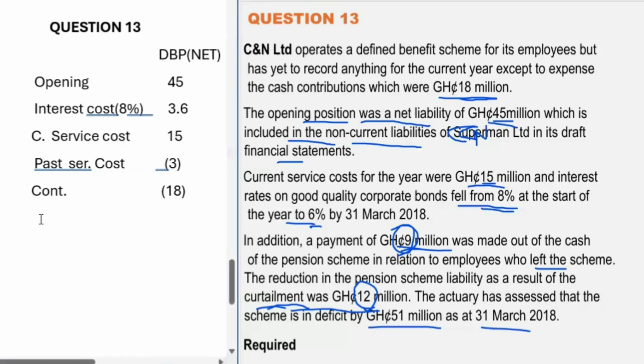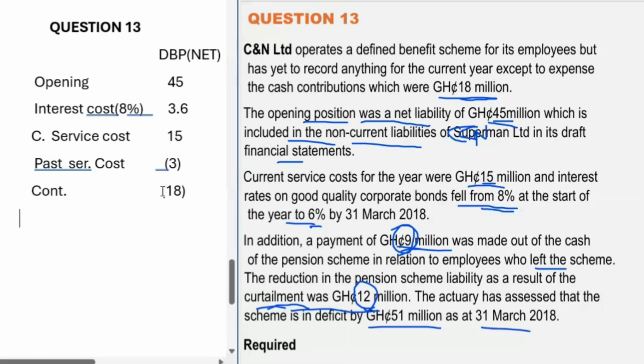Okay. Then we have, so I think we factored in everything. We brought the opening 45. We computed the interest on it. Service cost 15. Then the gain, this past service cost, a gain on settlement of 3 million. We lessed contribution. We said contribution to the plan reduces the net. Don't forget, it reduces what? The net. So we looked at the net. Then we looked at everything. So I'm sure we've brought all the values: 45, 3.6, 15, 3, and then 18.